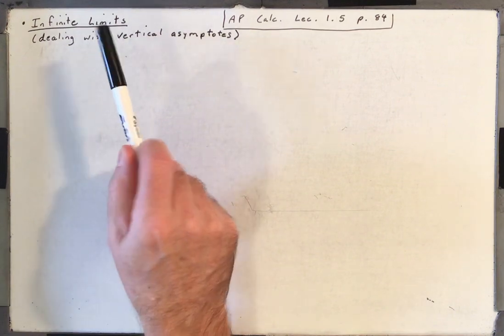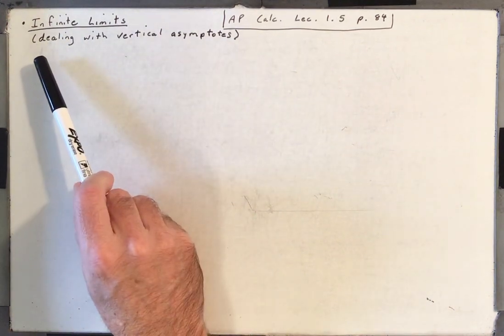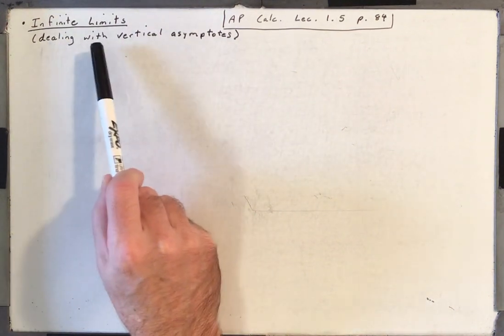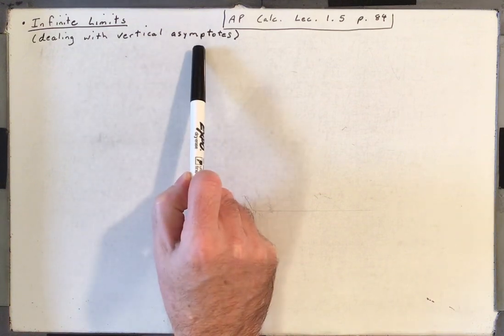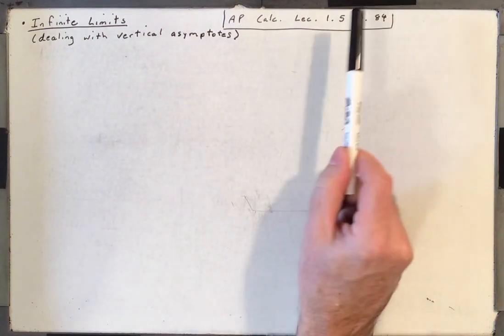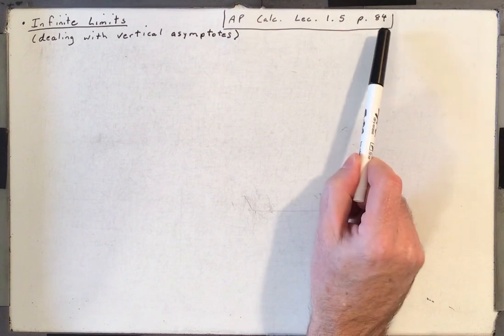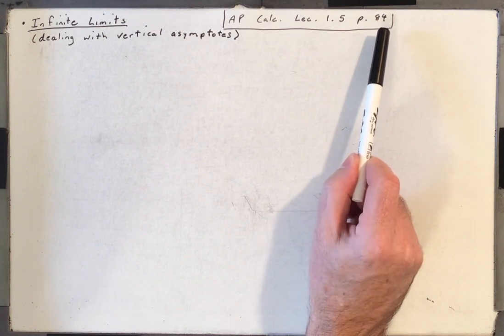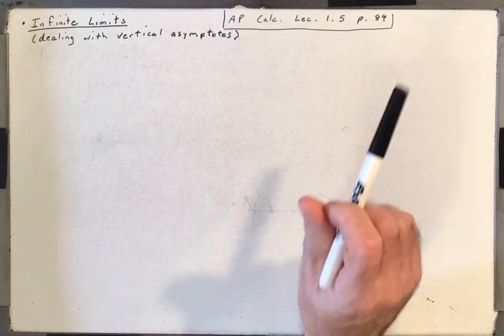Hey. All right, today we are going to talk about infinite limits. And really, what we're doing when we talk about infinite limits is we're dealing with vertical asymptotes. Okay, so this is lecture 1.5, and we're going to do example problems from page 84 in your book.